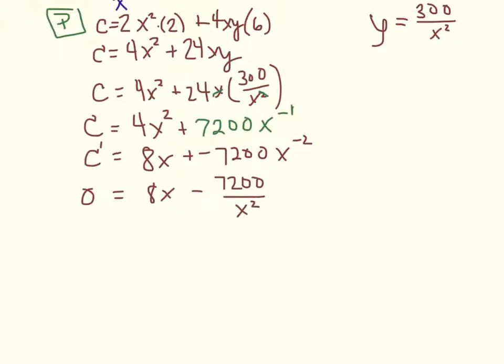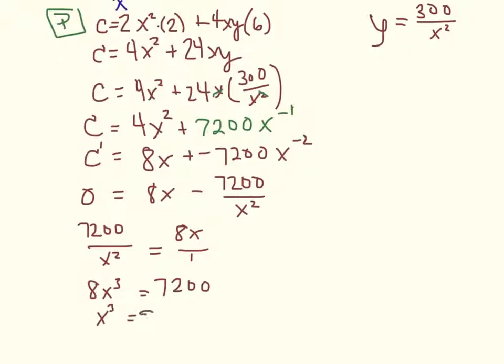All right, I'm going to go ahead and add that 7,200 over x squared to the other side and put the 8x over 1. So I would have 8x to the third equals 7,200. Divide by 8. x to the third is 900. So x would equal the cubed root of 900.